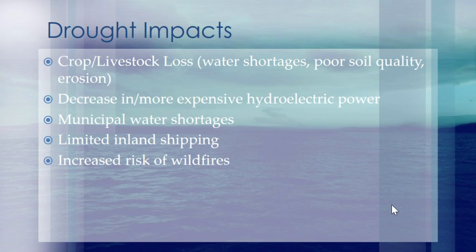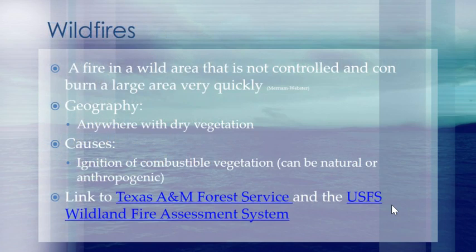It's where you get the restrictions on water use. You also can have limited inland shipping. If your drought is really bad and it lowers levels in your rivers, you can't really get boats and ships through that. And then you also have the increased risk of wildfires, right? And wildfires is our next conversation.